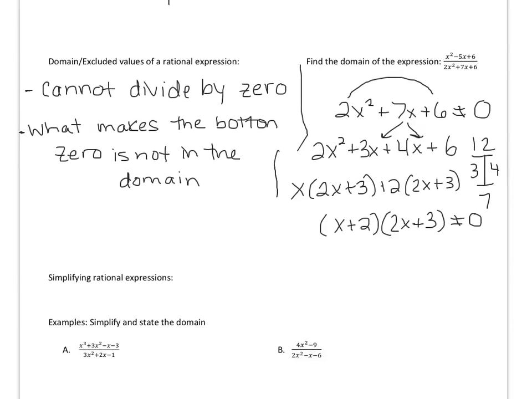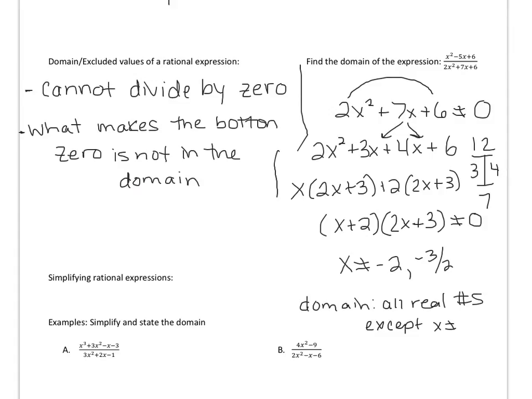So I'm just going to scroll down here. I need to figure out what values would make this 0. So x cannot equal negative 2 from the x plus 2 factor, and x cannot equal negative 3/2 from the 2x plus 3 factor. So the domain of this would be all real numbers except x can't equal negative 2 or negative 3/2. Okay.